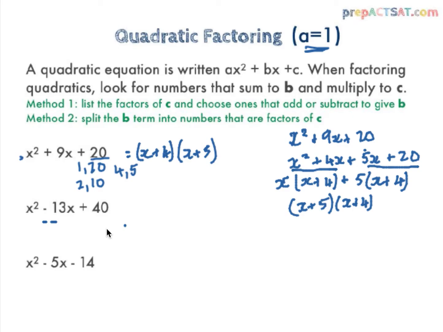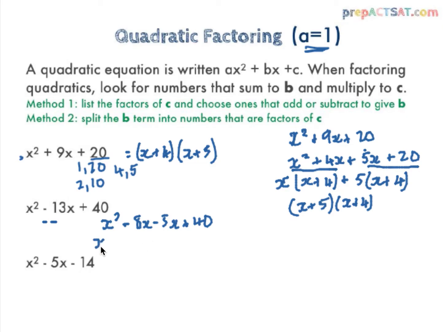12 and 1, don't know. What about 8 and 5? Let's try that. I'm not sure, but we'll see. X squared minus 8x minus 5x plus 40. Okay. The reason why I went with this one and why I didn't go with any of the others is because I can see that 5 and 40 have a common factor. They can both be divided by 5, so that's a good place to start.